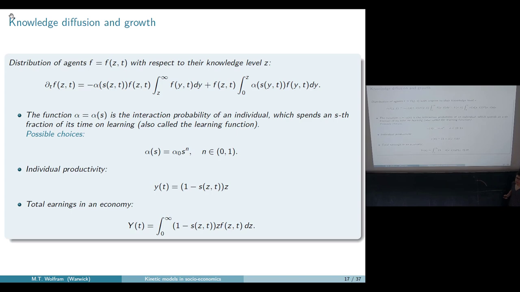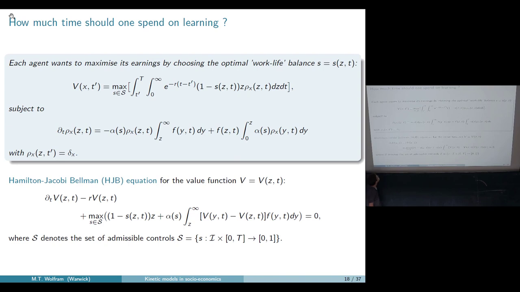That's the time that I spend on working. S of z is the time that I spend on learning, as a fraction, times my knowledge level. Rather simple, but that, so to say, relates to productivity. And the total earnings of an economy is just taking the individual productivity and integrating it over the distribution of all the agents. So this is the overall outcome of this economy.